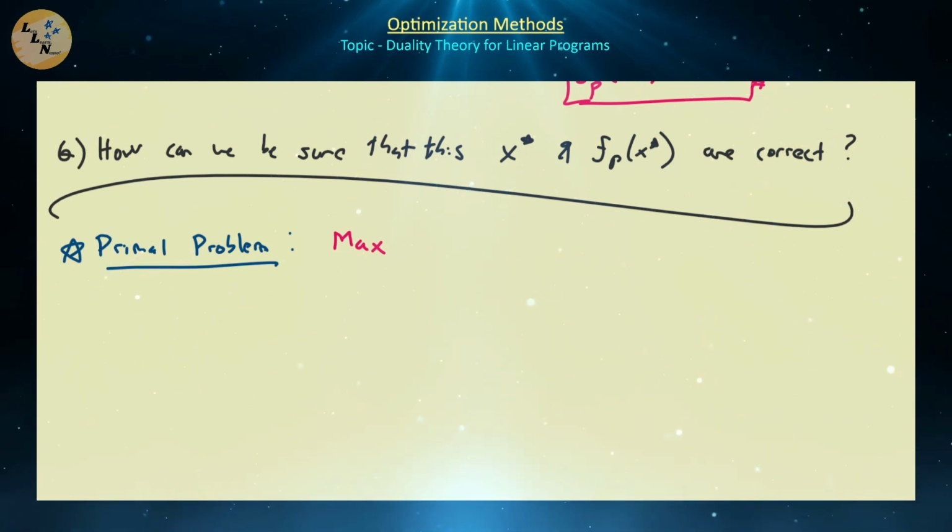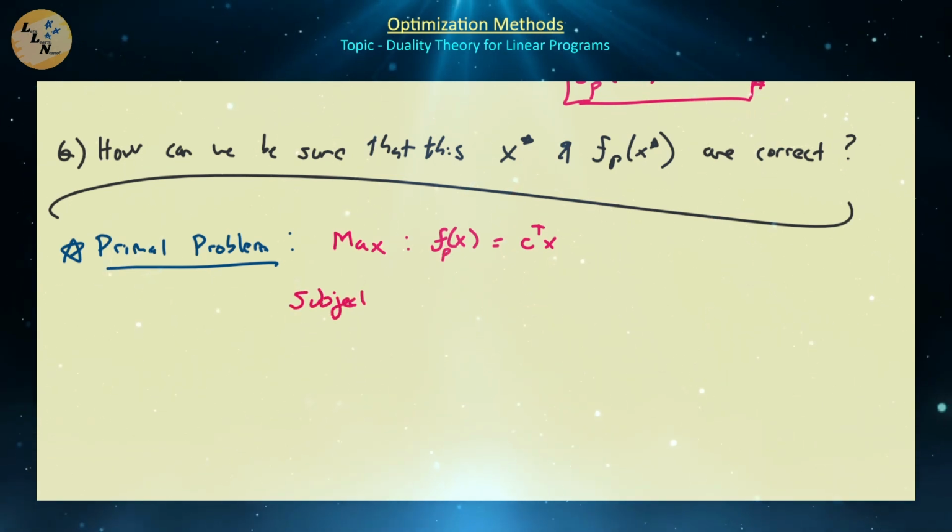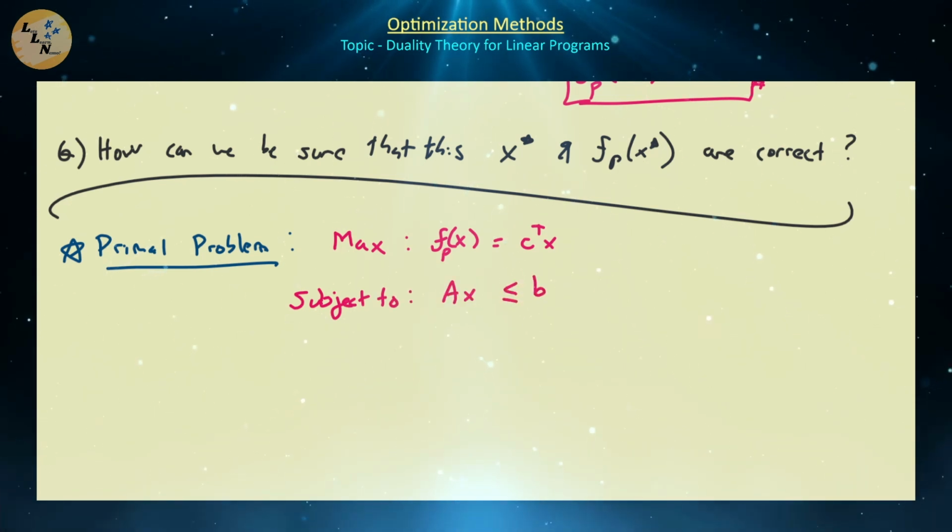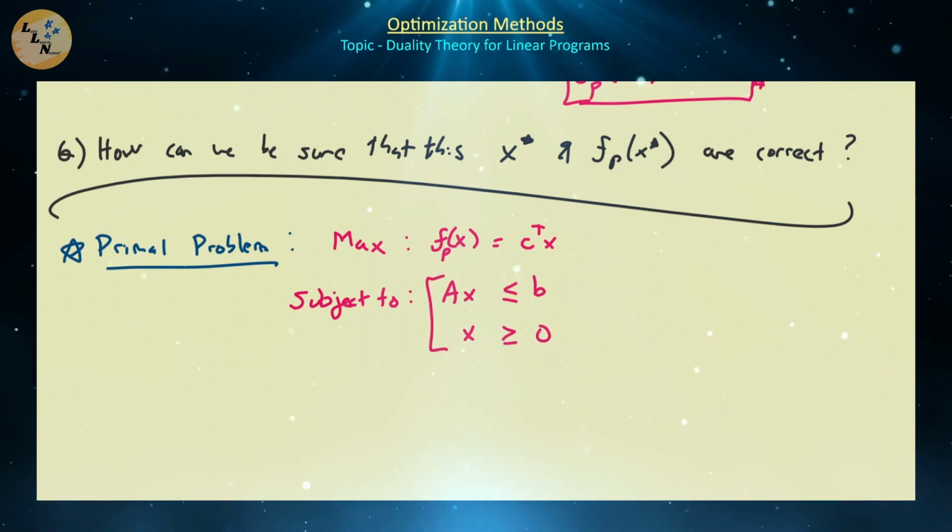But let's assume our goal is to maximize the functional f of x, which is represented as c transpose x, and we're going to call this functional f sub p, subject to the following constraints: Ax is less than or equal to b, with x greater than or equal to 0. This, for example, can be our primal problem, and just like we can write any linear program in standard form, you can also write any linear program in this particular form as well.